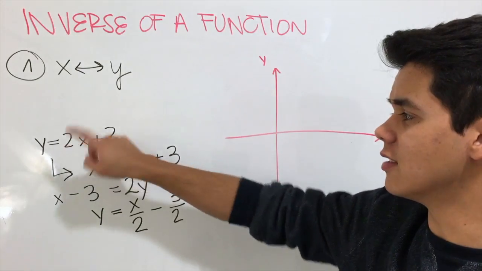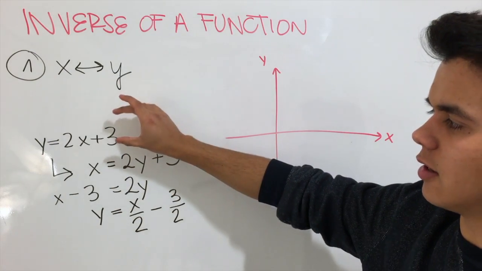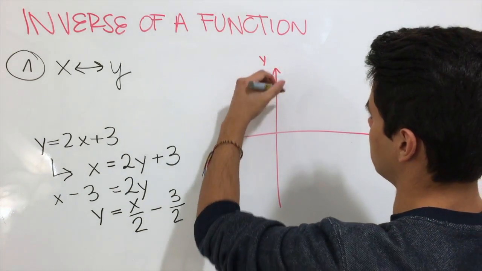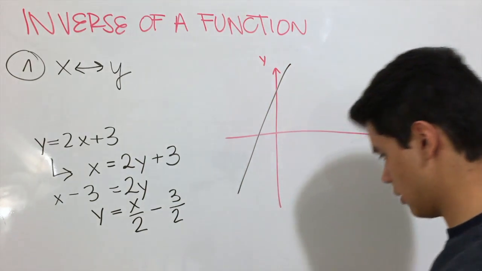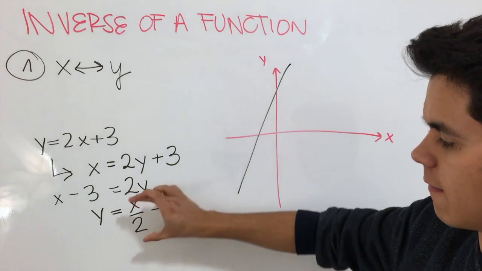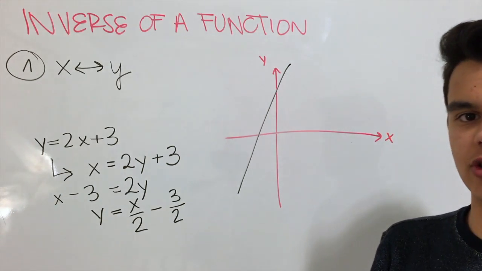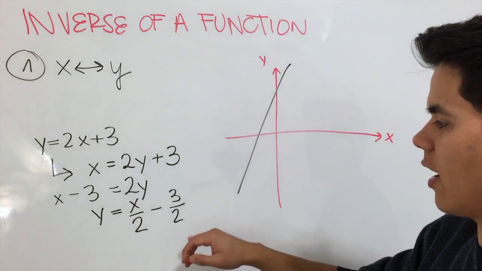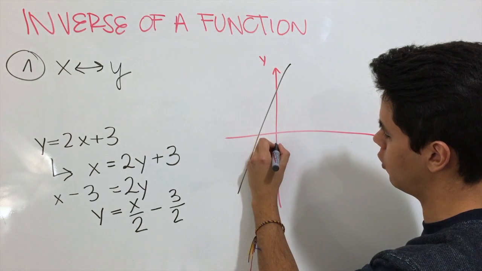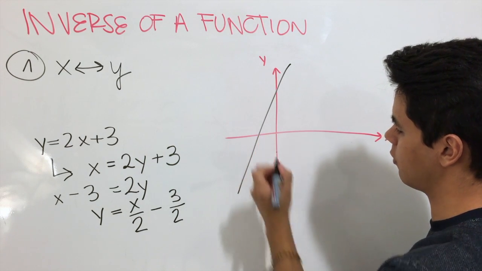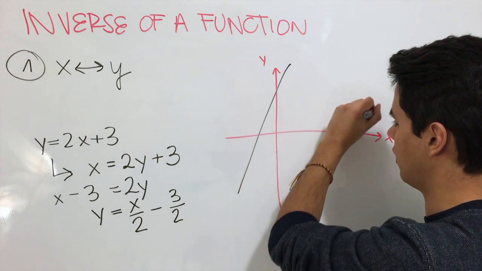I know that this function has a slope of 2, so it's going to be steeper than the function y equals x, and it's going to cross the y-axis at 3. Assuming this is around 3, we're just going to graph it something like this. And now let's graph this function. It's going to have a slope of 1/2, so it's going to be less steep than y equals x. It's going to cross the y-axis at -3/2. I'm just assuming that -3/2 is 1.5, so it's going to go somewhere around here, and it's not going to be as steep as y equals x, so it's going to look something like this.